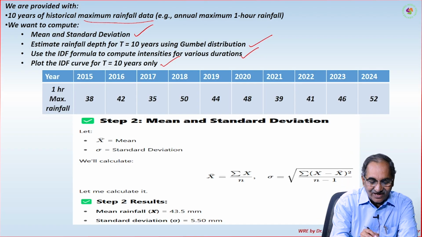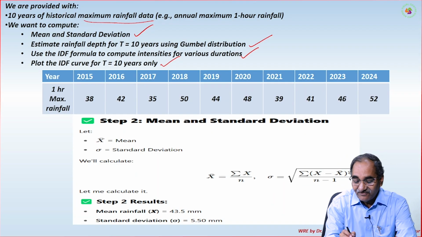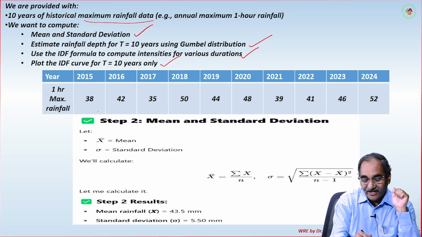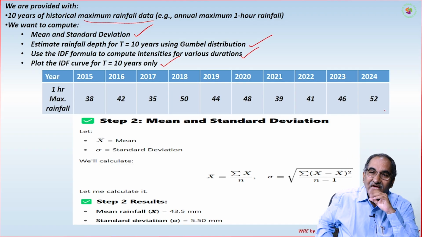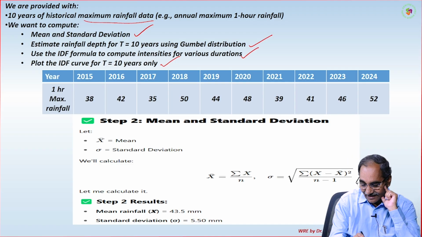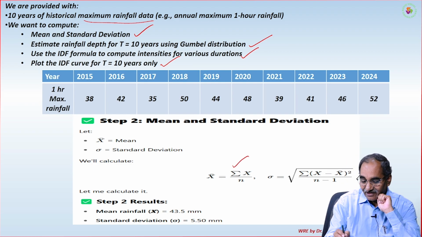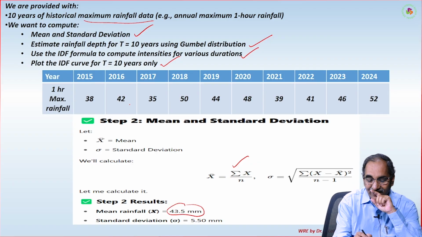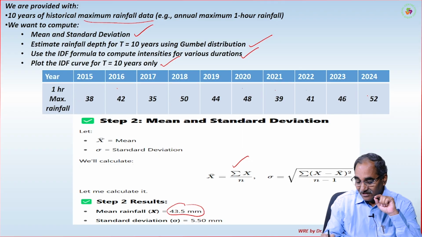See what data I have collected: the 1 hour maximum rainfall in all these years, 2015 to 2024. How much is it? 38 mm, 42 mm, 35 mm and so on up to 52. How to calculate the mean? The mean is sigma x by n. You do it and you get this answer. How many years are there? 1, 2, 3, 4, 5, 6, 7, 8, 9, 10. So all this divided by 10 will give you this result.